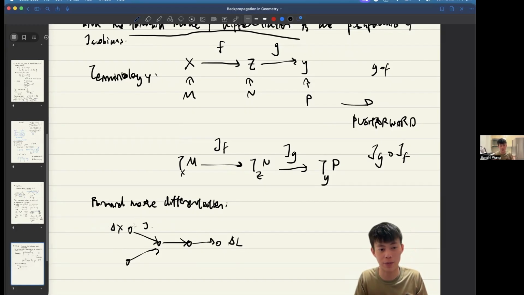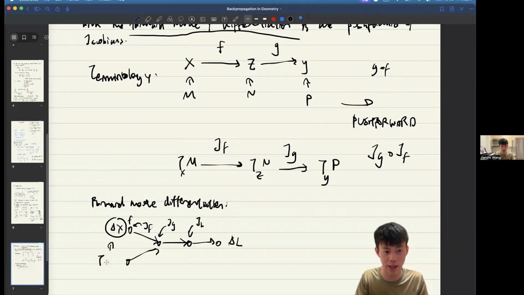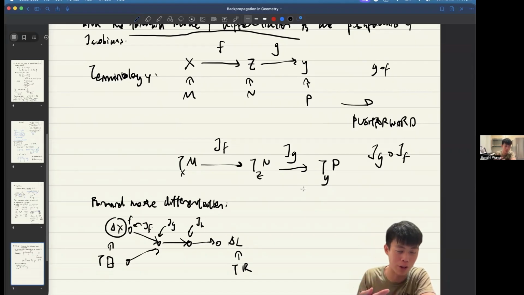So you can just imagine the Jacobian of this function. Let's say this node is f, the Jacobian of f composed with the Jacobian of g, composed with the Jacobian of h, etc. By composing all of them and acting on this delta x, which lies in the tangent space of the parameter set, it will produce us delta L, which lies in the tangent space of the real numbers, because loss lies in the real numbers, right? So this is forward mode differentiation.